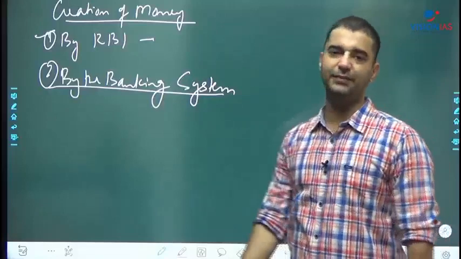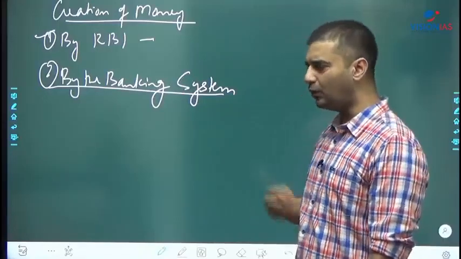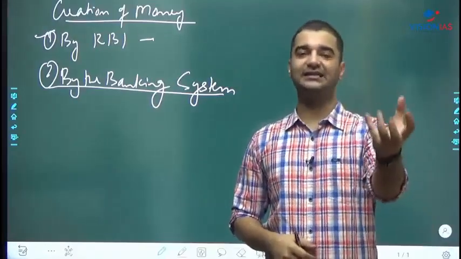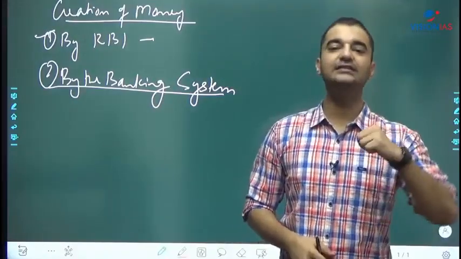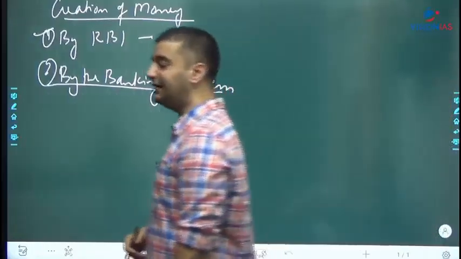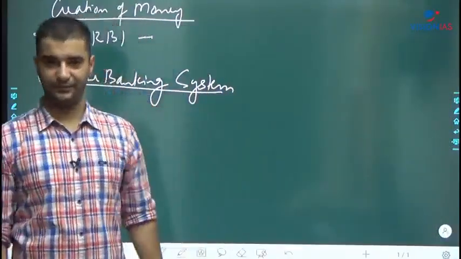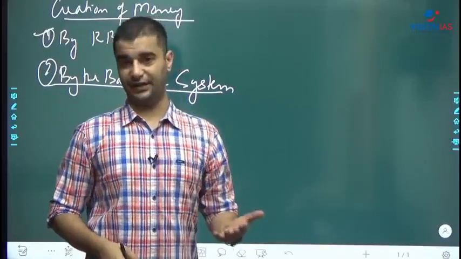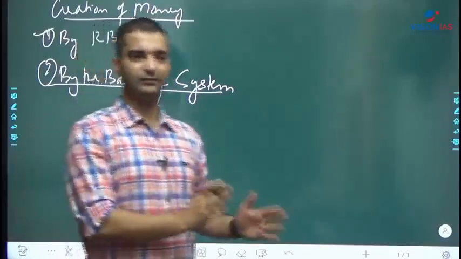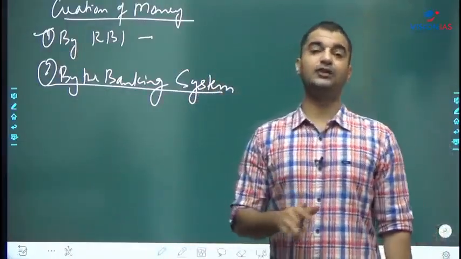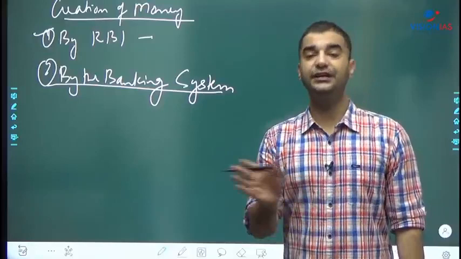Creation of money by the banking system. How does RBI create money? We discussed that RBI buys assets against the currency that it prints and circulates in the economy. RBI creates money by printing money. Printing money doesn't mean money has been created. Printing is one part of the job, just the first part of the job. After printing, the money has to be injected into the economy.